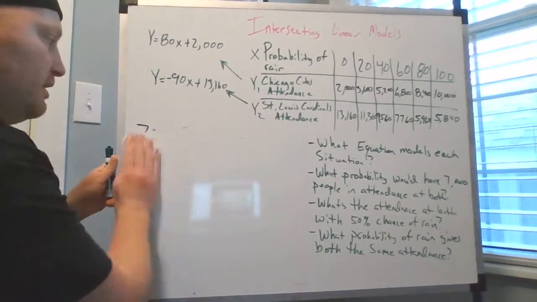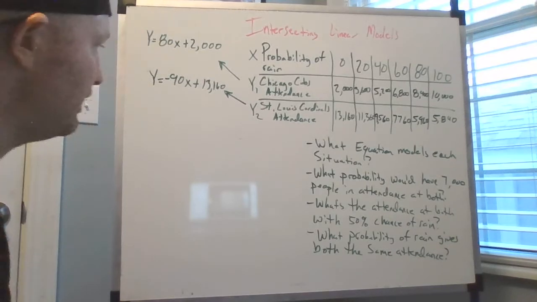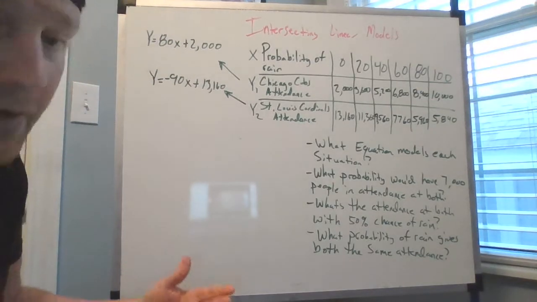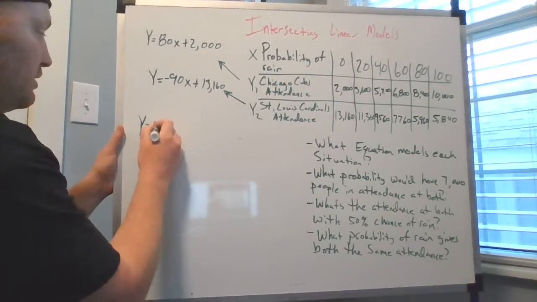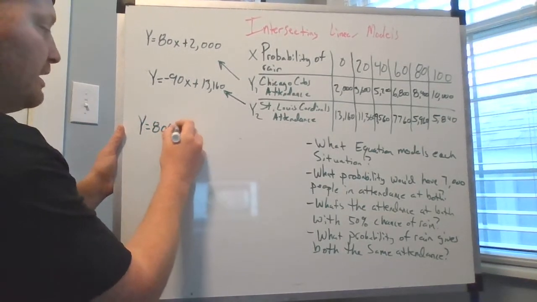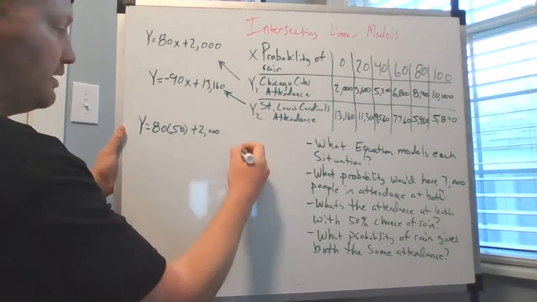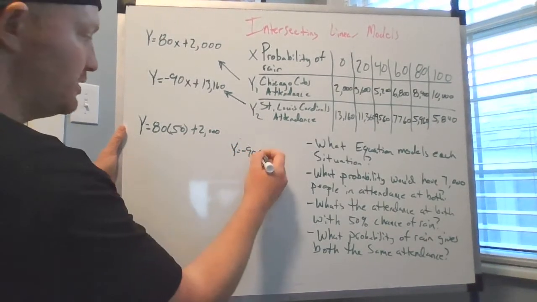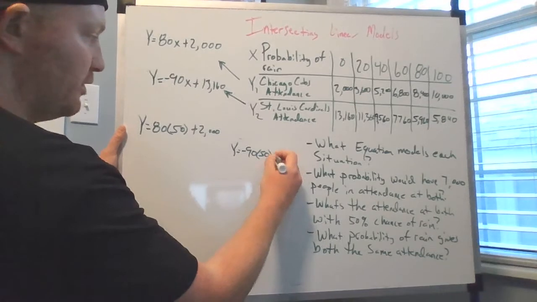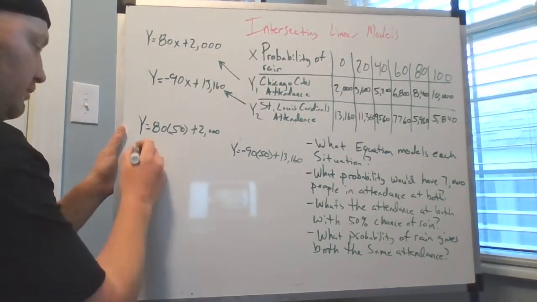Going on, let's do the next one. The question now says, what's the attendance at both with 50% chance of rain? Well, what letter do we know? Now we know the x. So, very simple. Y equals 80 times 50 plus 2,000. And right next to it, I'll do this one. Y equals negative 90 times 50 plus 13,160. Well, do our math.